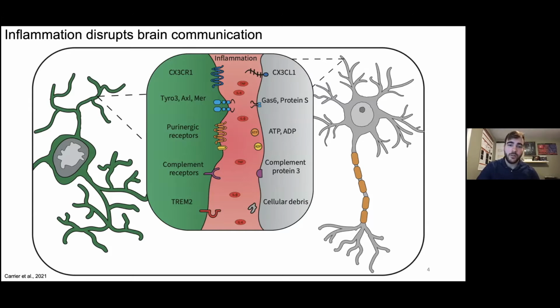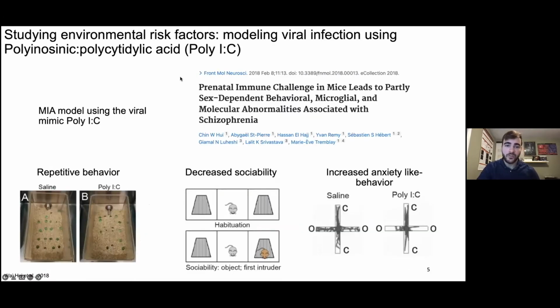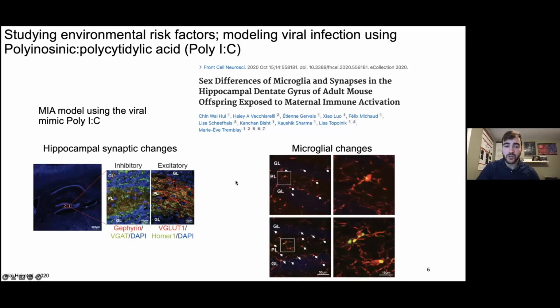Based on this, we previously studied in the team the environmental risk factor by modeling viral infection using the viral mimic poly-IC, as shown in other talks. We found in adults increased repetitive behavior, decreased sociability, and increased anxiety behavior in a sex-dependent way. In a follow-up study, we also showed synaptic changes in the dorsal hippocampus that correlated with microglial changes, particularly in their phagocytosis. So this was super interesting.